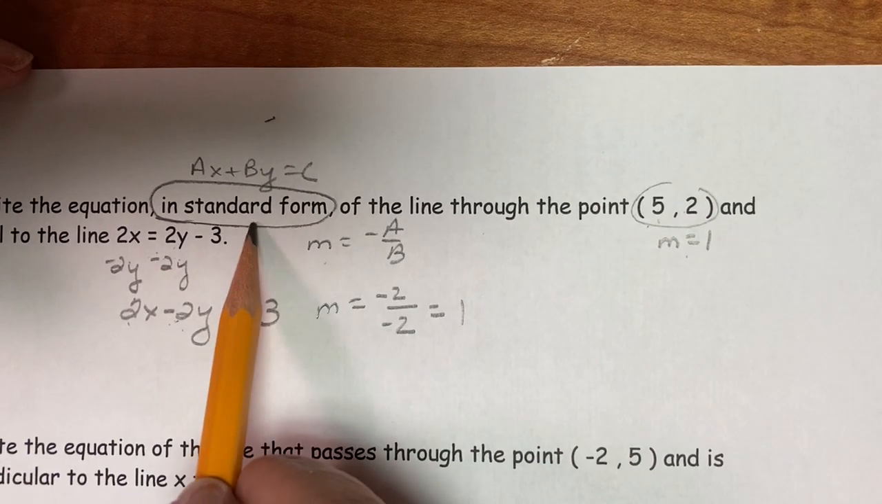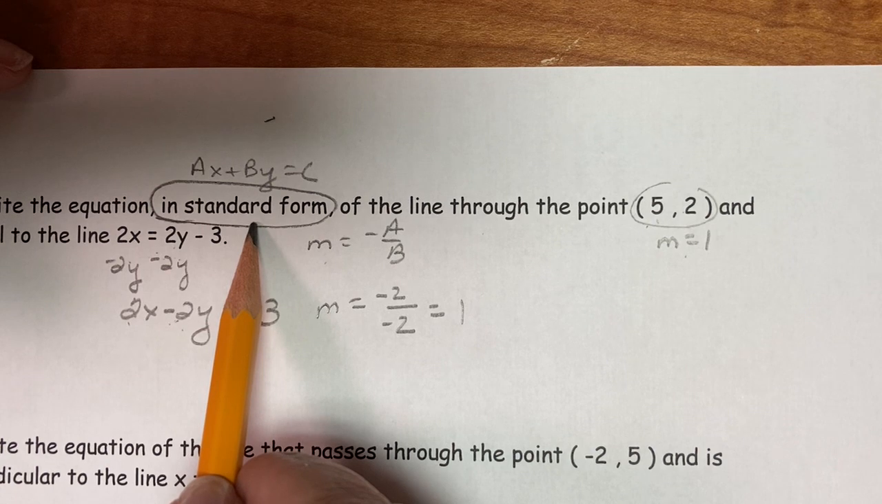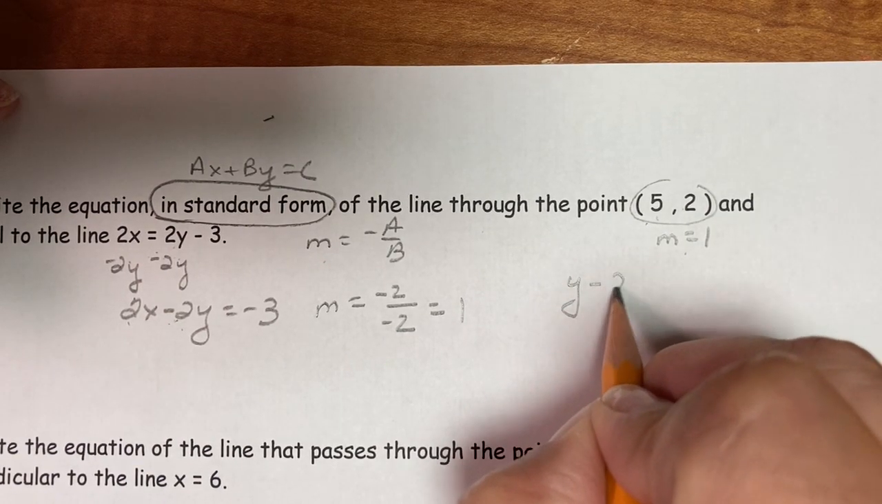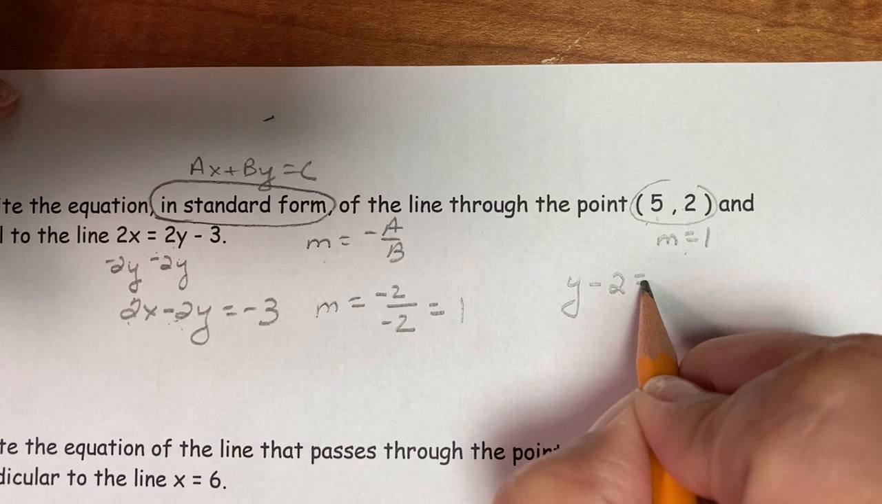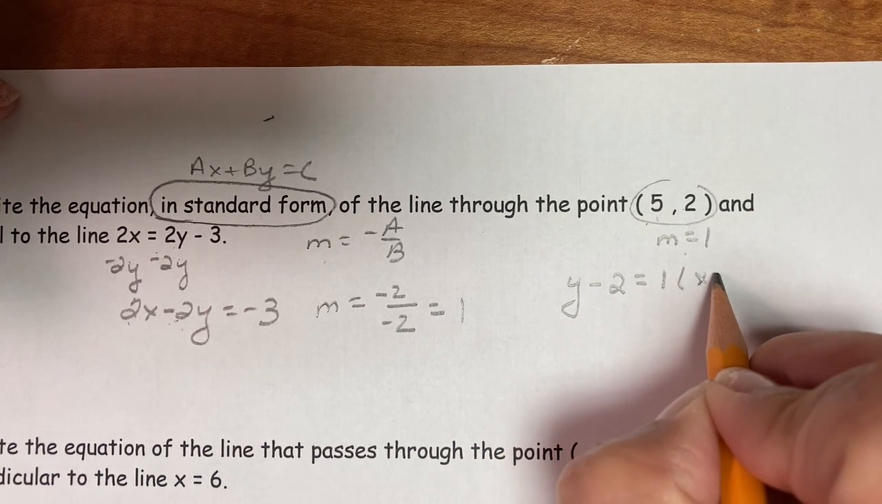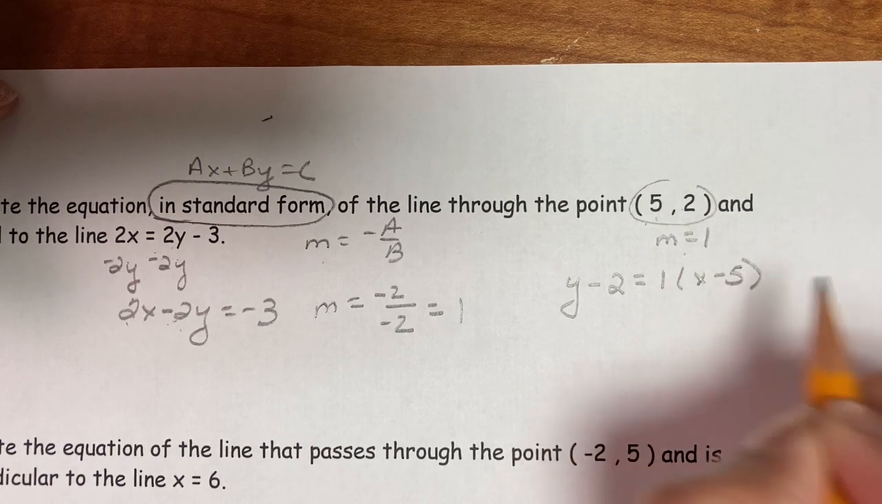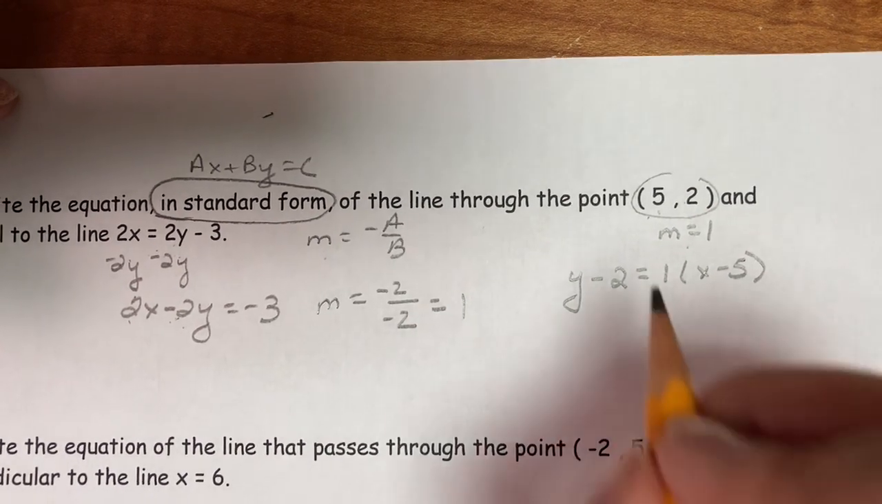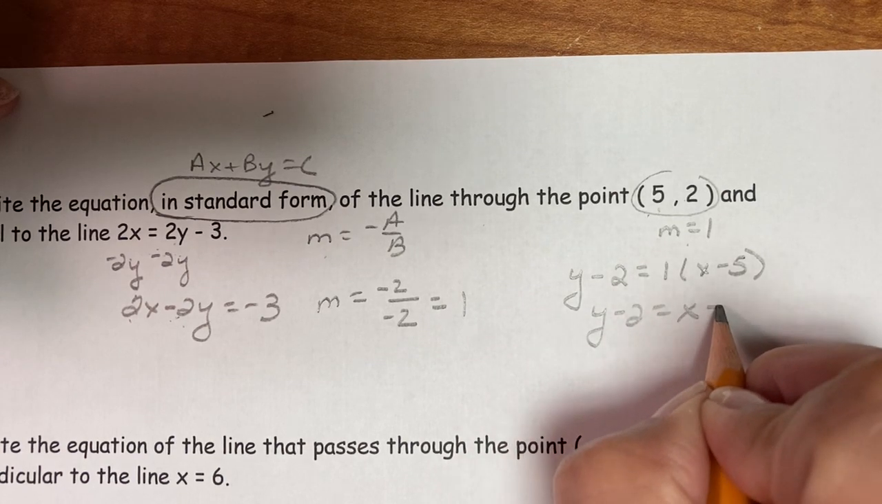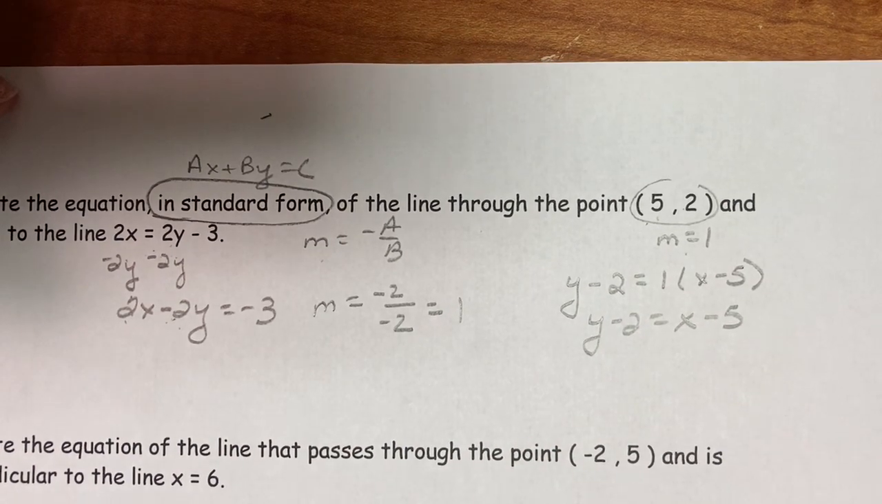Now I know it says we're going to put it in standard form, but remember, first we're going to put it in point slope form and then change it over to standard form. So point slope form would be y minus the y of the point equals the slope, which is 1, times x minus the x of the point. If I distribute, I'm going to get y minus 2 equals x minus 5.